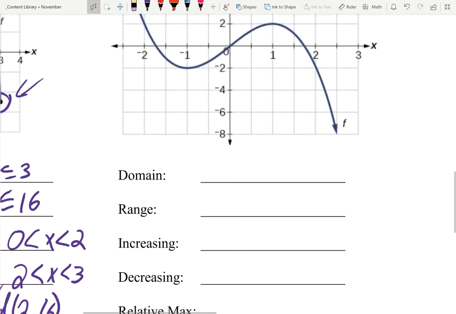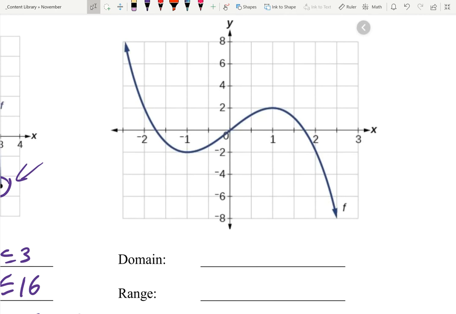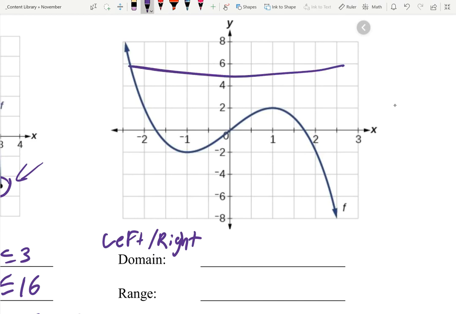Let's try to do the same thing with this question. So our domain. Now notice the arrows on this one, right? Remember, domain is thinking about left and right. So we understand that arrow is going up, but we can't think of it like that for domain. What we're thinking about is how far left this graph is going to end up going and how far right this graph is going to end up going.